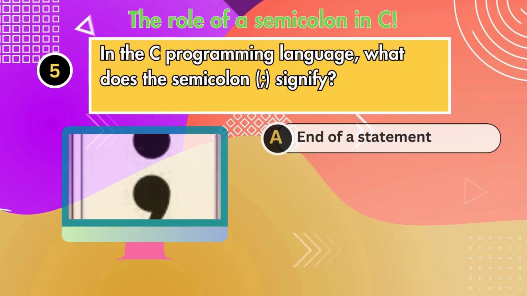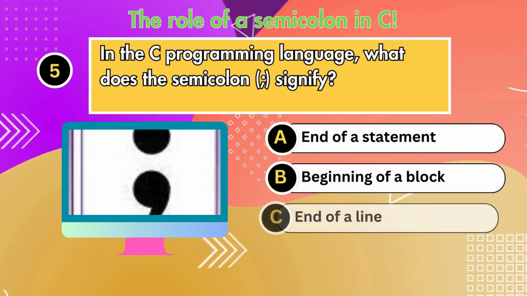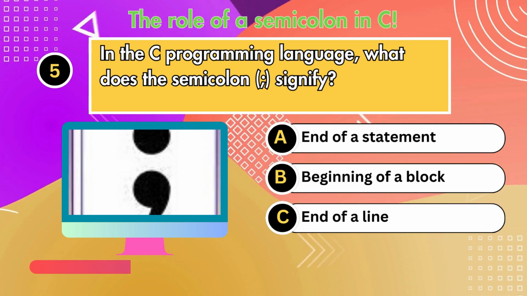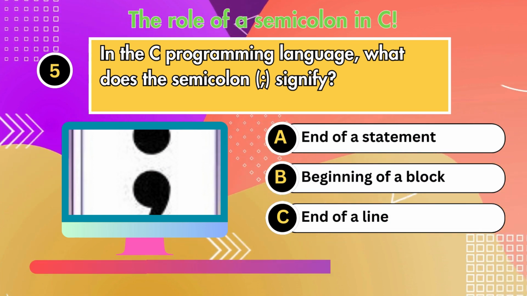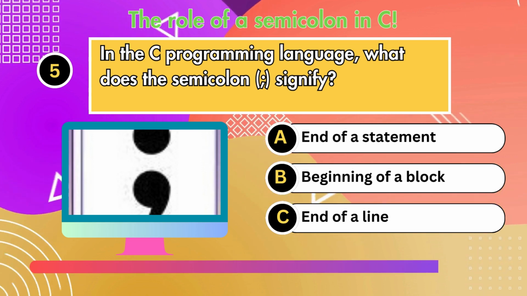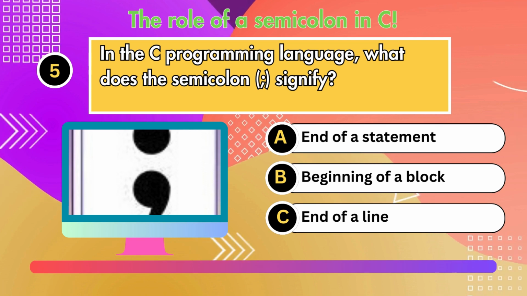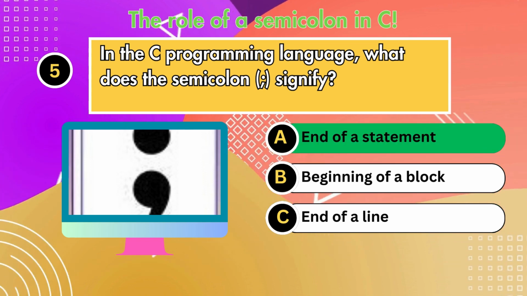In the C programming language, what does the semicolon signify? A. End of a statement. B. Beginning of a block. C. End of a line. Answer is end of a statement.